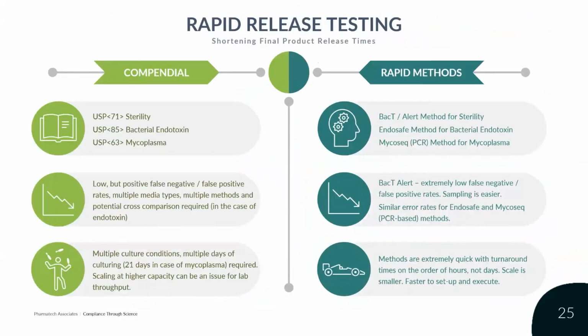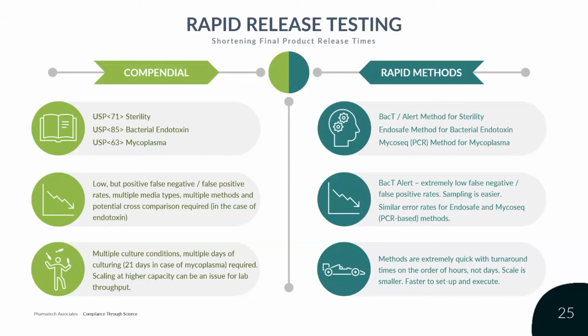So with that said, we'll jump into the next thing, which is the rapid release testing that I had been talking about. If you look at the compendial methods on the left side, great, they're standardized, they're generally low cost, but there are some false negative and false positive rates that show across thousands and thousands of tests, and then there might be some cross comparison required, because if you look at the bacterial endotoxin method, there are technically three methods in there.